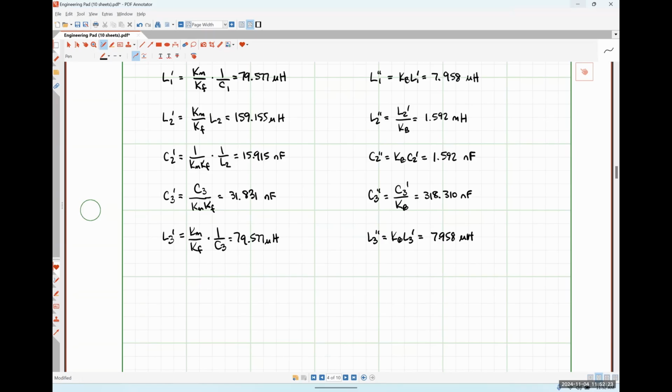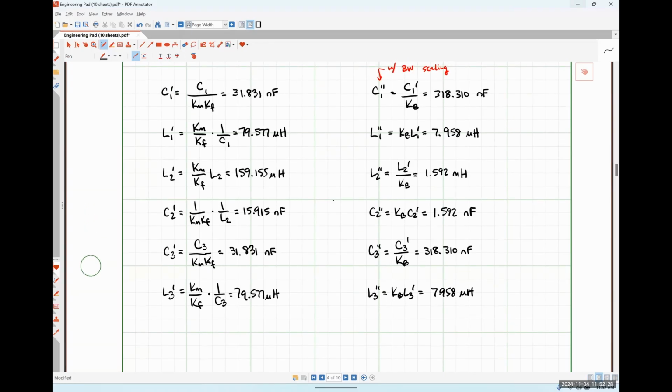So I just want to clarify what's happening. For all of our normal, quote unquote, scaling without the bandwidth scaling, anytime we have a capacitance, we're multiplying by 1 over Km Kf. Anytime we have an inductance, we're multiplying by Km over Kf. So the regular rules apply, okay? When we get to the bandwidth scaling, if it's the elements from our simple low pass filter, we divide by KB. If it's the elements that we added in, we multiply by KB. That's it.